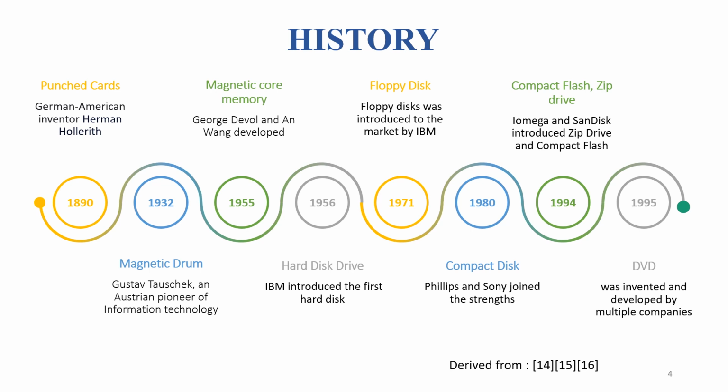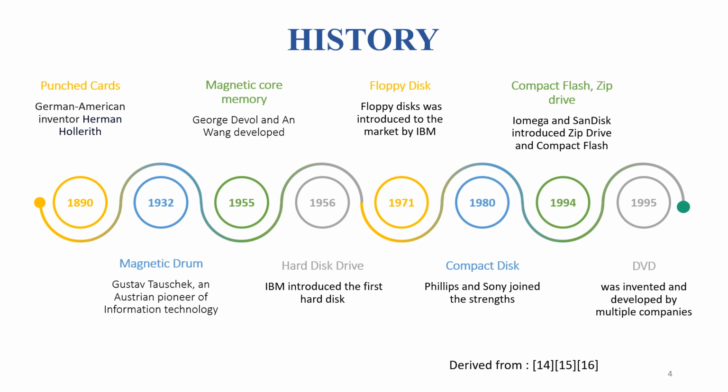So moving to the history of memory. In 1890, punched cards were introduced by German American inventor Hermann Hollerith. He devised a method to electrically read the whole stone into punch cards. Later in 1932, the magnetic drum was introduced by Getzel Hershey. This magnetic drum is basically a metallic cylinder coated with magnetic material. Later in 1955, magnetic core memory was introduced by George Devon. This magnetic core memory utilizes an array of magnetic toroids, where each toroid is capable of storing a bit.